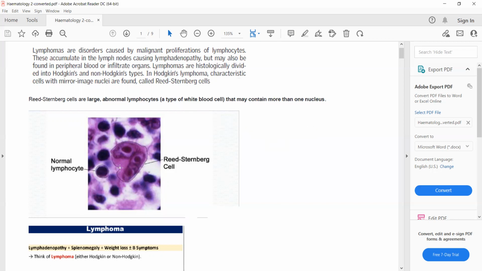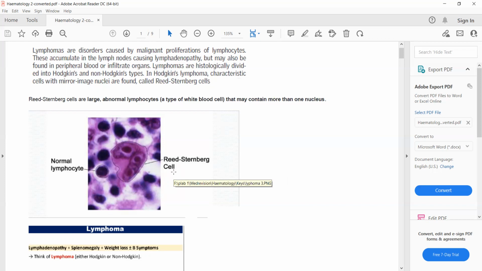So you can see in this diagram that this is a normal lymphocyte and this is a large lymphocyte which contains 1, 2, and 3 nuclei. So this is called a Reed-Sternberg cell. If Reed-Sternberg cells are present on a lymph node biopsy, then it is a Hodgkin lymphoma. Otherwise, it is a non-Hodgkin lymphoma.